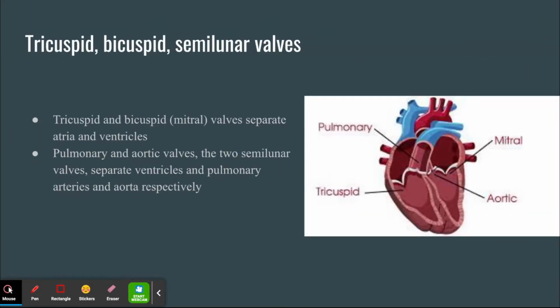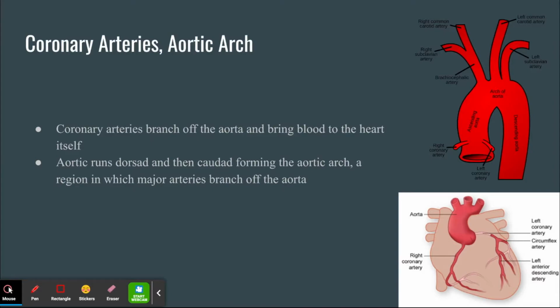There are 4 valves: the tricuspid, bicuspid valves, and the 2 semilunar valves, the pulmonary and aortic valves. The valves are meant to prevent blood from flowing backwards. On the aorta, there's the aortic arch where many different arteries branch off. There's also the coronary arteries which branch off and bring blood to the heart itself.